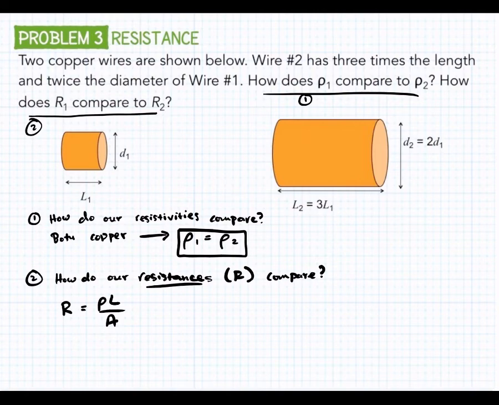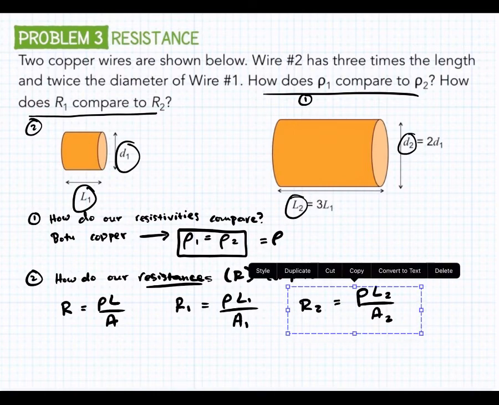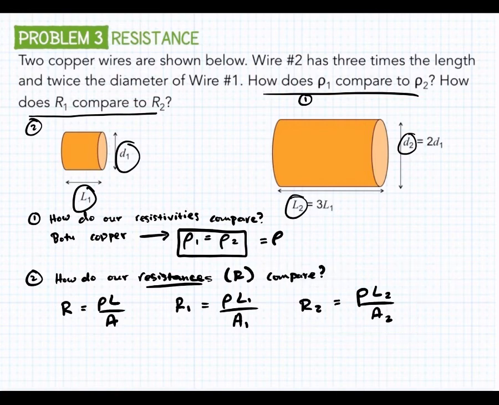And we have two versions of this. We have R1 is equal to rho, and we're going to leave this as rho because we know they're the same, L1, because they have different lengths, divided by A1, because we know these things have different diameters and different lengths. We also have R2, which is equal to rho because they have the same resistivity, L2 divided by A2. So now we want to compare these things. And to compare these things, we're going to start with R2 and just substitute in the values we know match.